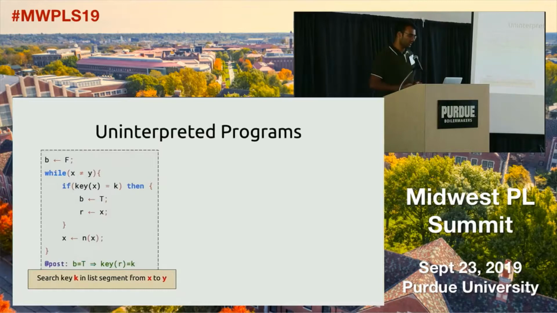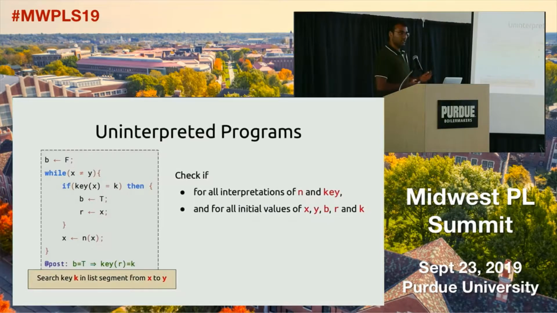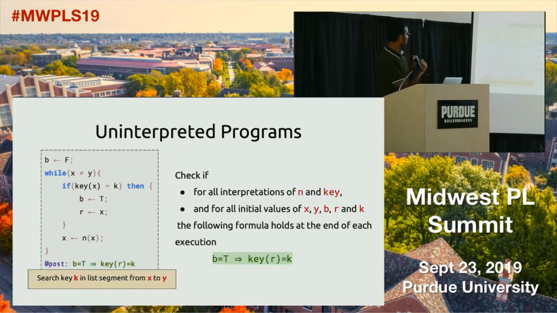And the postcondition says, whenever b is true, it is the case that the key of r is equal to k. So you can think of this program as an uninterpreted program. That means you can work with any interpretation of the function next or any interpretation of the function key. So the verification question in this context becomes: check if for all interpretations of the function key and the function next, or n, and for all initial values of the variables x, y, b, r, k, is it the case that the formula b equal to t implies key of r equal to k holds at the end of every execution?